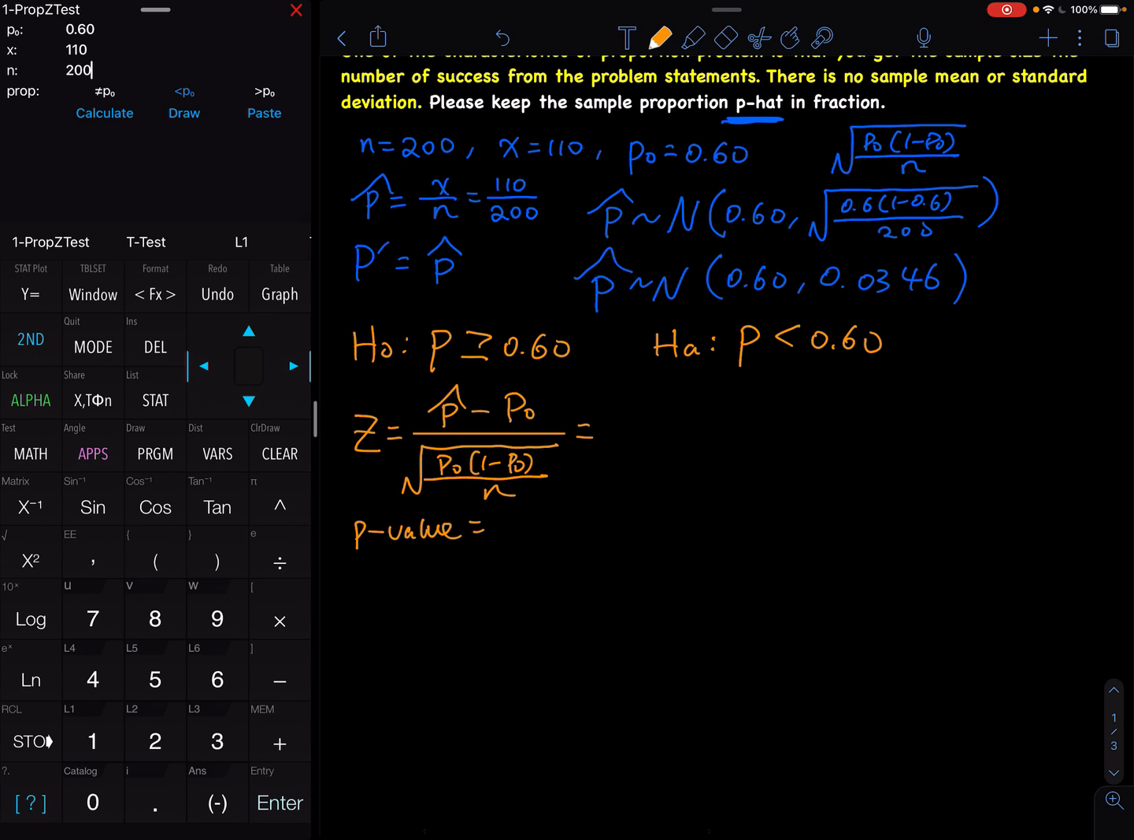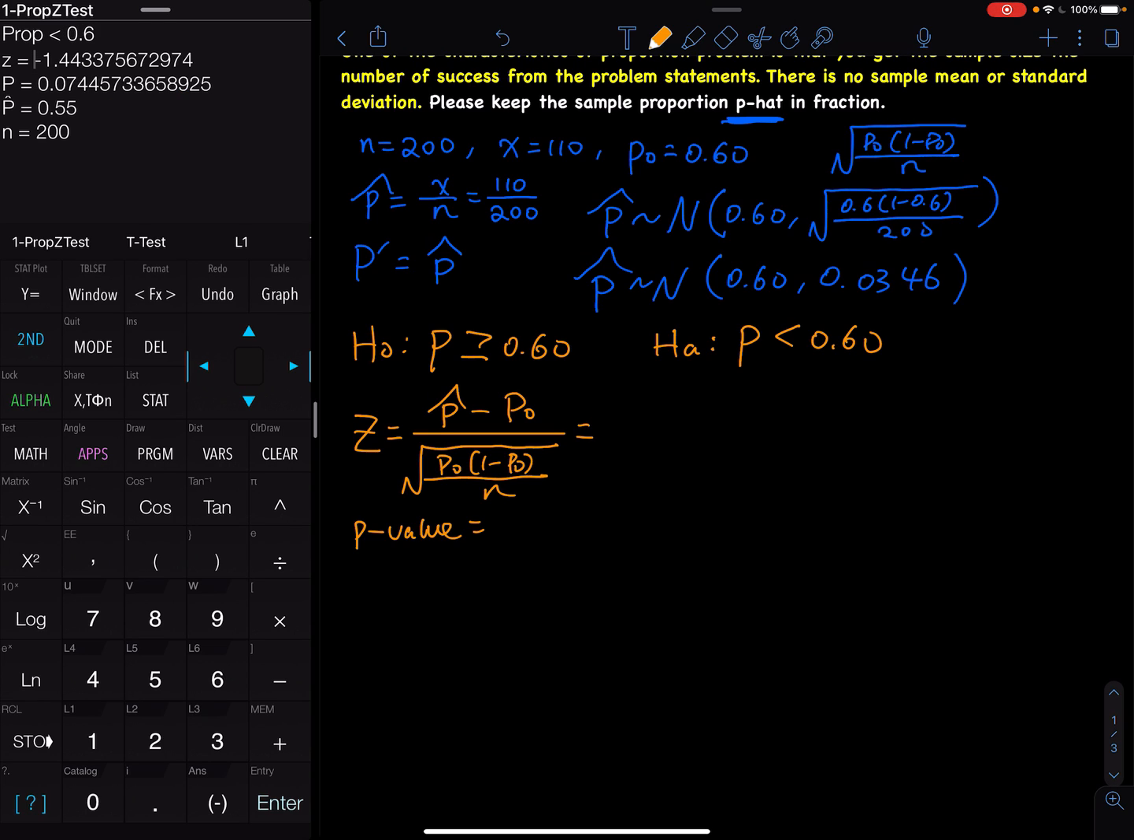And then after everything is ready, you have two options. You either calculate or draw. So let's calculate first. So we have a 0.6, 110, 200, less than, and let's calculate. So you have the test statistic equals to negative 1.443. I like 3 decimal places, and then the p-value is 0.0745. So that is greater than 1% alpha, so therefore we fail to reject the null hypothesis.